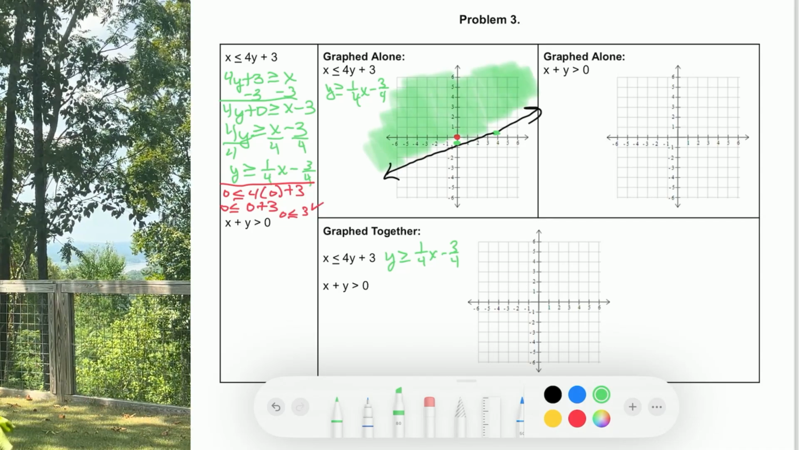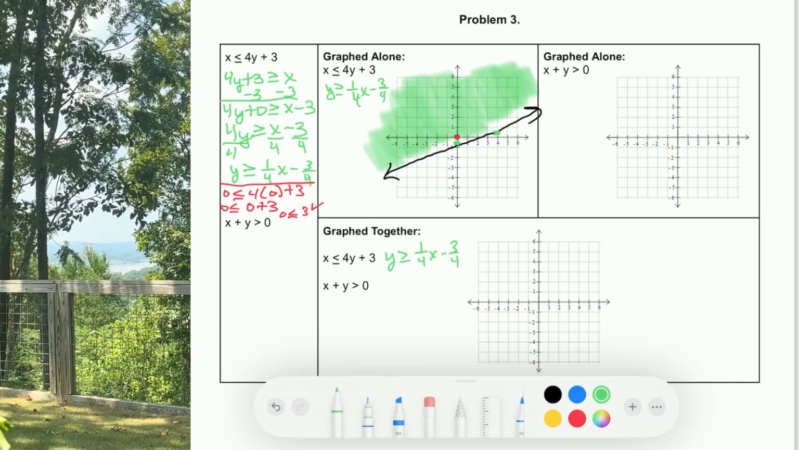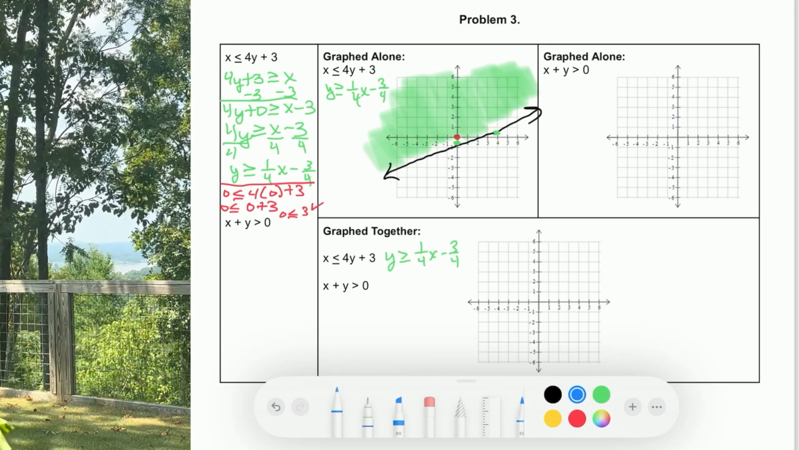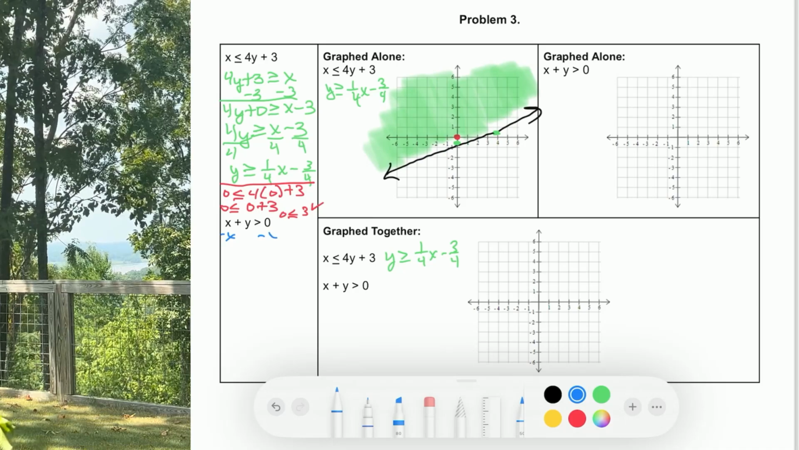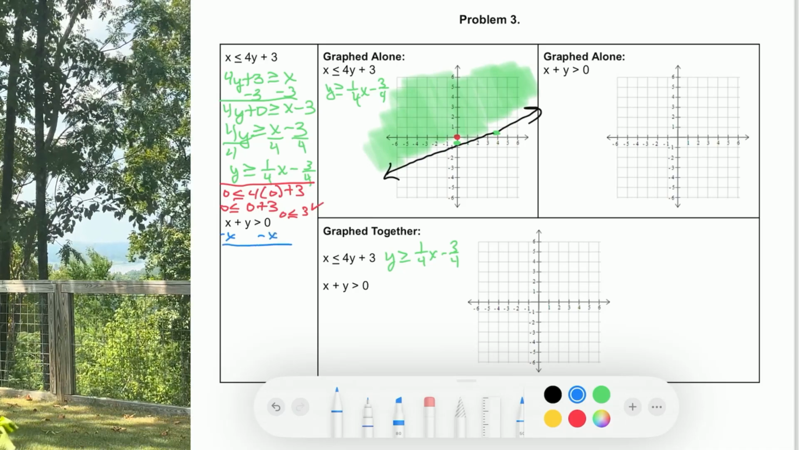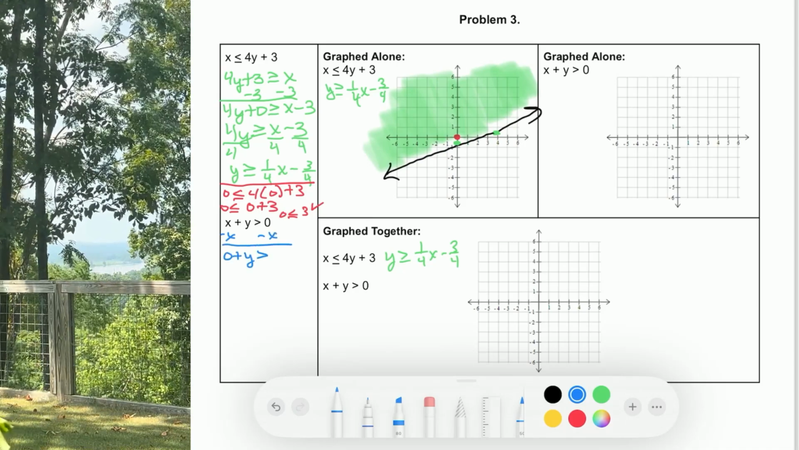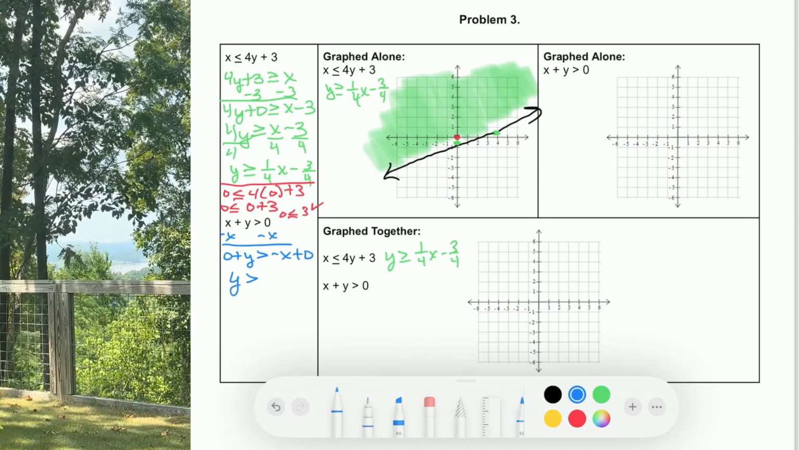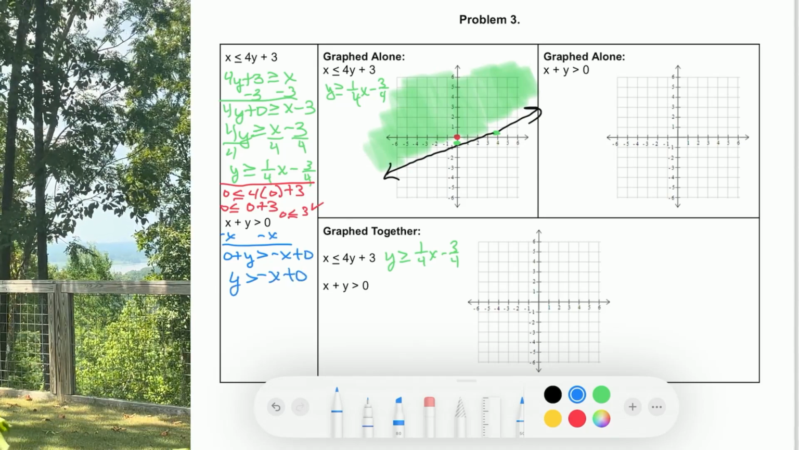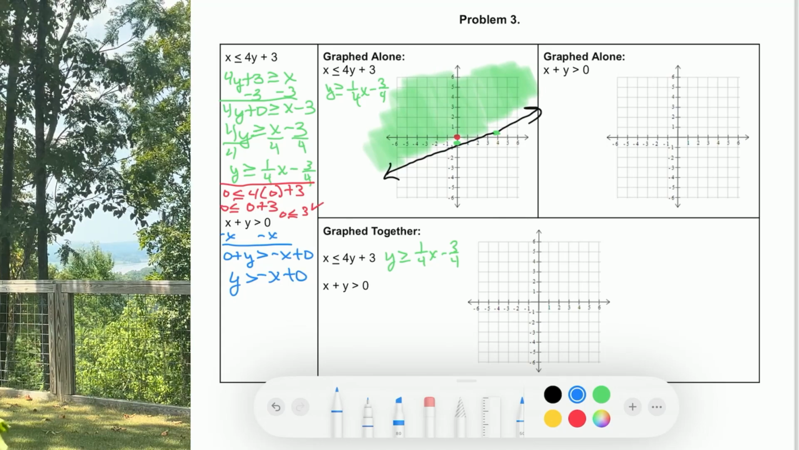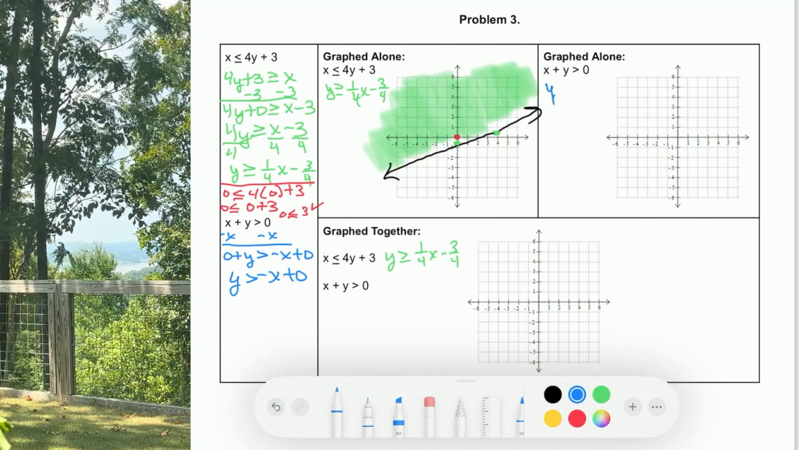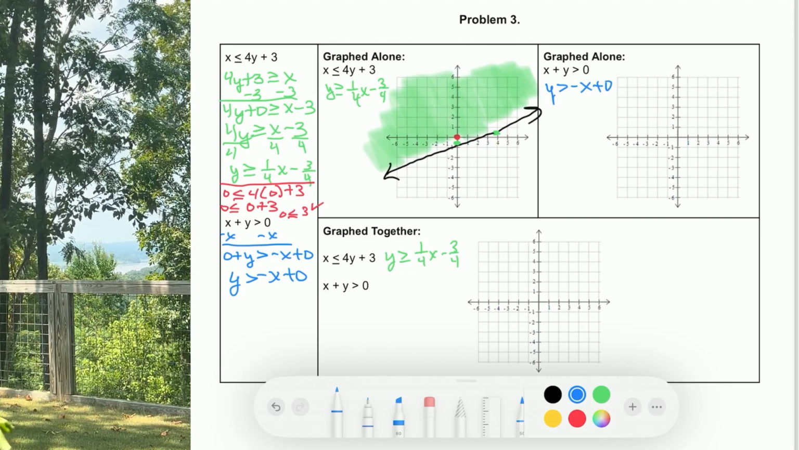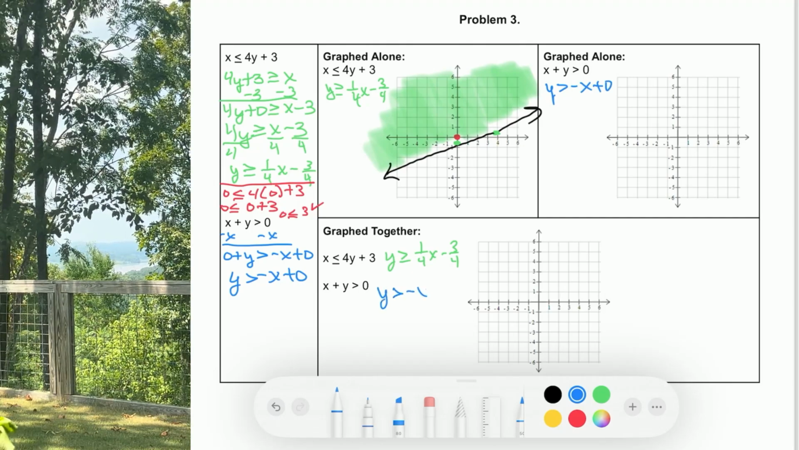All right, let's do our next one. We have x plus y is greater than 0. I'm going to subtract the x from both sides. I get 0 plus y is greater than negative x plus 0, which is y is greater than negative x plus 0. I'm going to keep the plus 0 just for graphing purposes. Put that there. And put that one there.